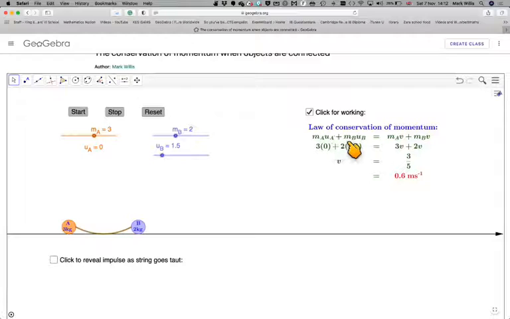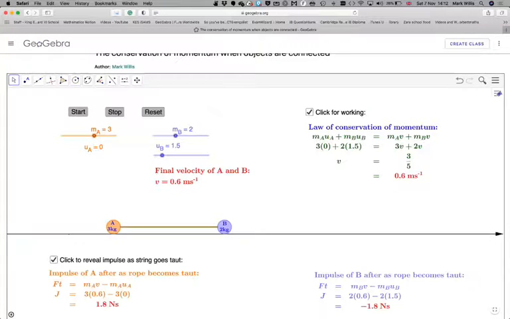MAUA is equal to MBUB. When the string goes taut, okay, obviously this speed would have to be bigger than this speed. Okay, then we have just one final velocity which we can calculate using this. So if we start at the moment it gets taut, and then eventually, the final velocity will be 0.26 when they're together.